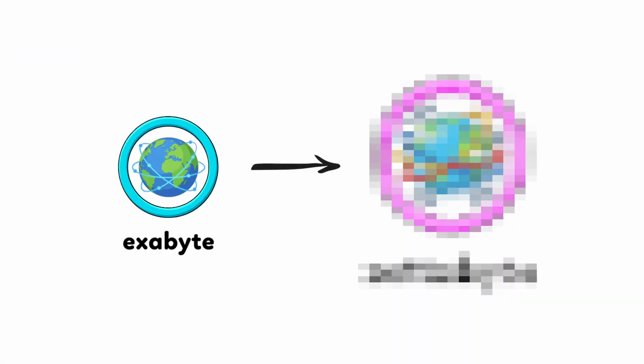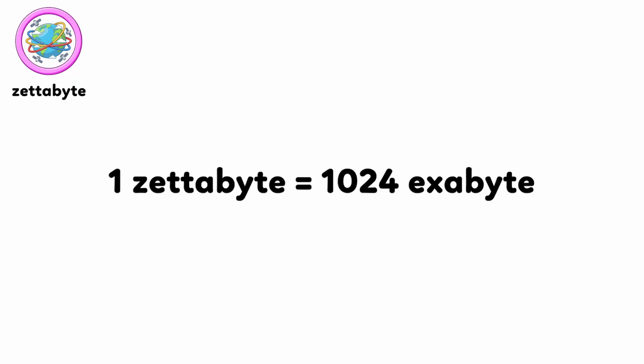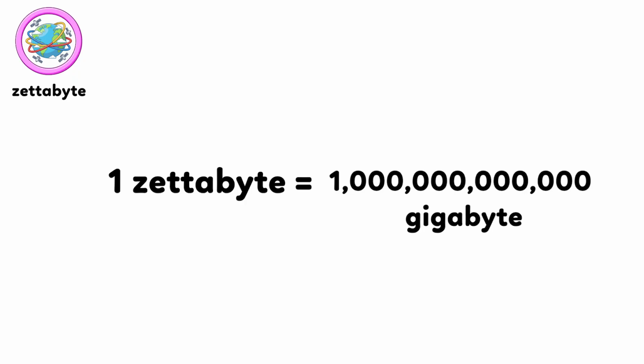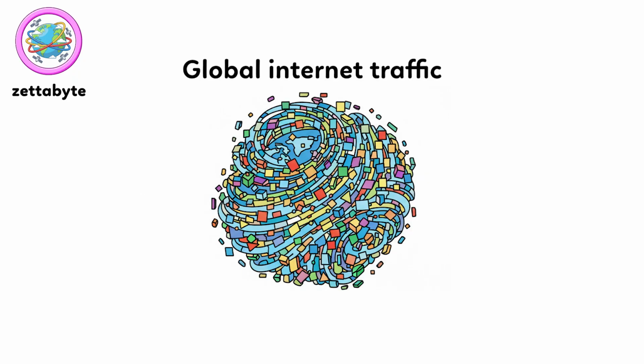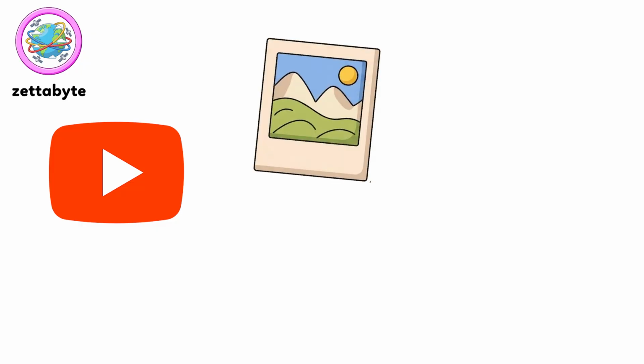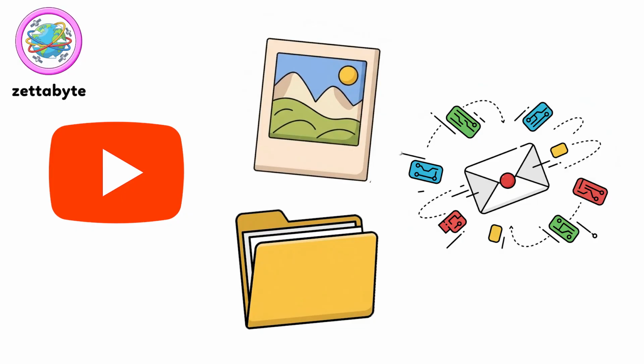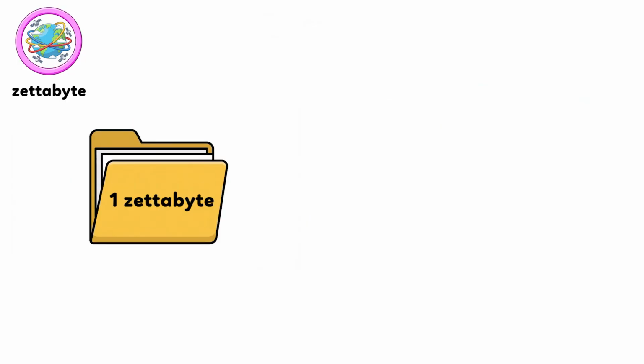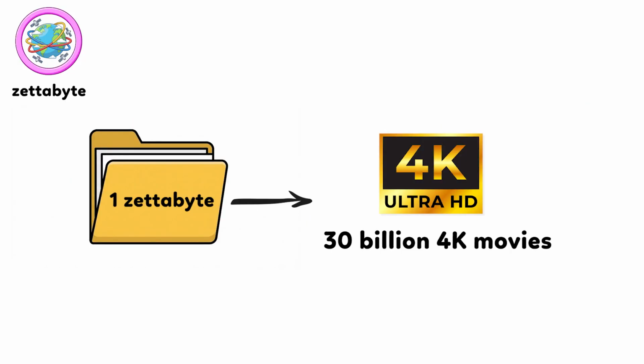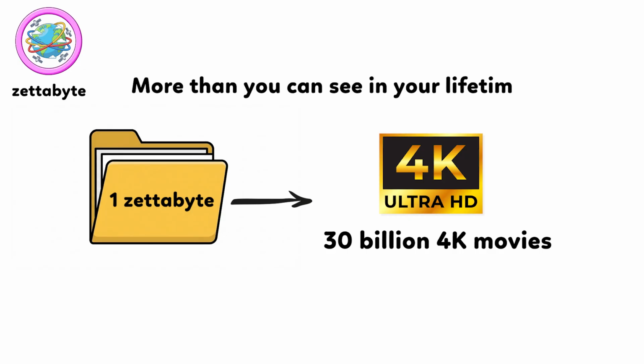The next level introduces zettabytes, representing 1,024 exabytes, or 1 trillion gigabytes. Global internet traffic in recent years has reached approximately 4 zettabytes annually. That encompasses every video streamed on YouTube, every photo shared on social media, every email sent, and every file downloaded across the entire planet. A single zettabyte could store 30 billion 4K movies, which represents more entertainment content than anyone could consume in multiple lifetimes.